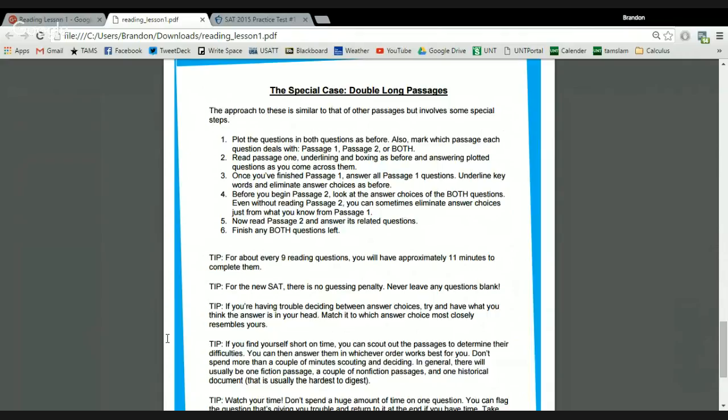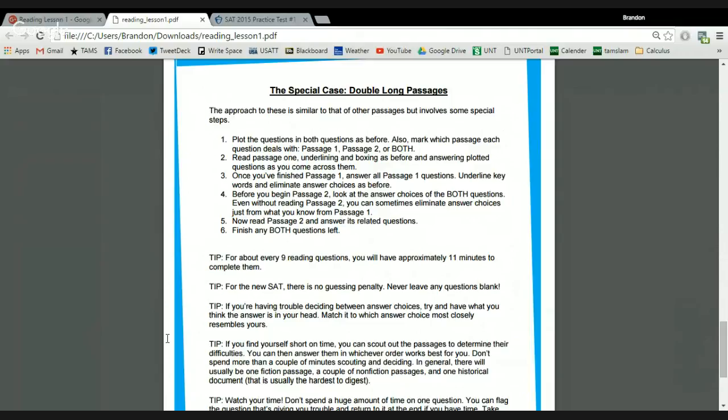Read passage 1, underline and box as before, and answer plotted questions as you come across them. Once you've finished passage 1, answer all passage 1 questions, underline keywords, and eliminate answer choices as before. Now, after you've done that, you want to go to the both questions and cross out a few answer choices that you think you can cross out based on only reading passage 1. It's going to help when you answer them later.